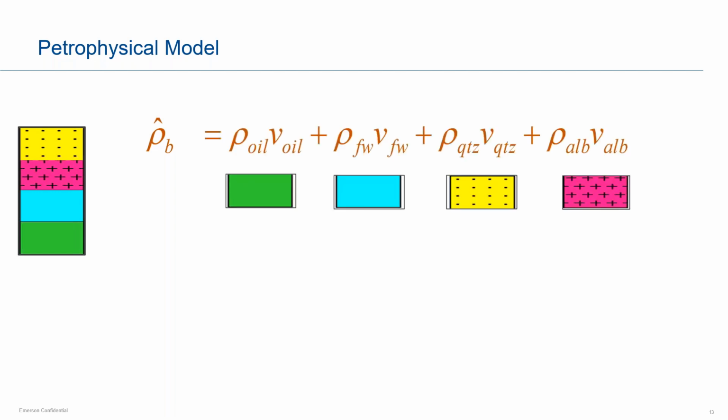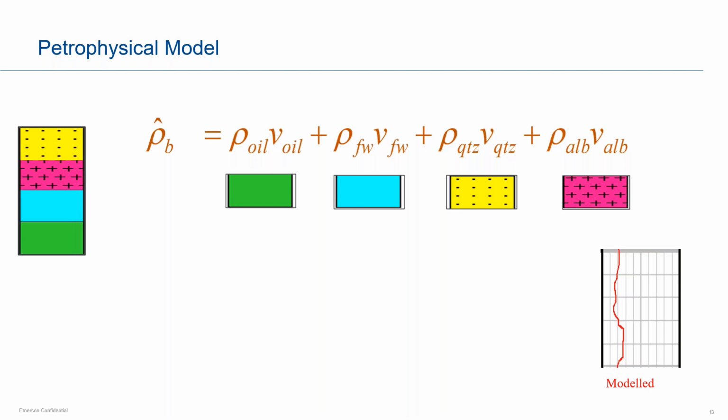So if I use a response equation, you can see this is the response equation of density log, which is a linear equation. So I can say a model density is a function of density of oil in the formation times the volume of oil in the formation, which can be added to density of water times volume of free water, which again can be added to individual minerals and the property, in this case the density of minerals. So once you use this response equation, it is possible to generate a pseudo density log.